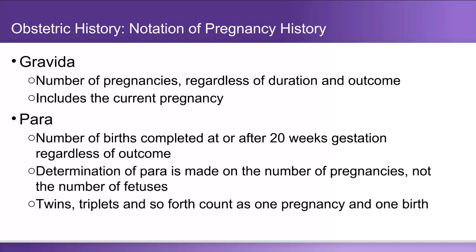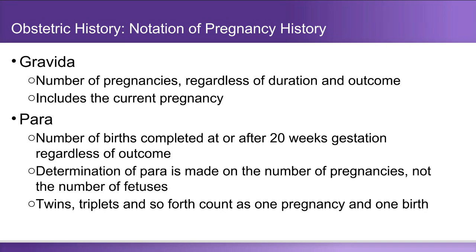Okay. Para is a little bit different. When we talk about para, we're talking about the number of births that were completed at or after 20 weeks gestation, regardless of outcome. So if we had a fetal loss or anything like that, we still count it. Now, this is a little bit confusing. So if a woman's had a miscarriage prior to 20 weeks, we can't count this as a para because it occurred before 20 weeks. So it has to be a pregnancy that was completed at or after 20 weeks gestation before we can call it a para.